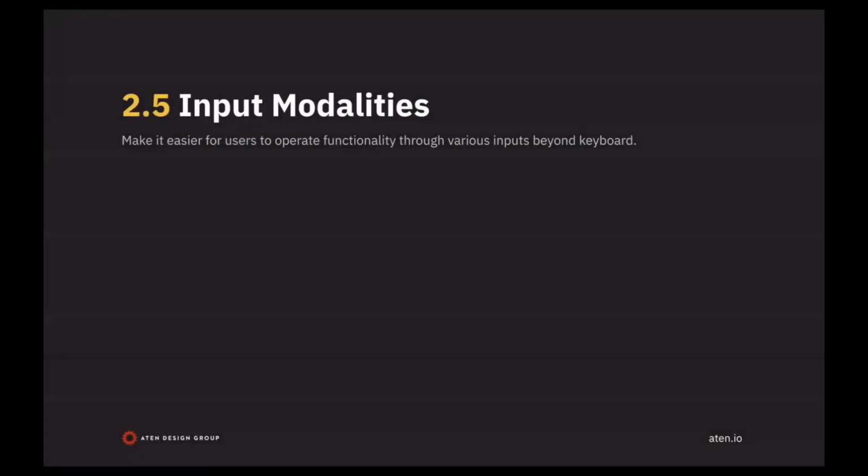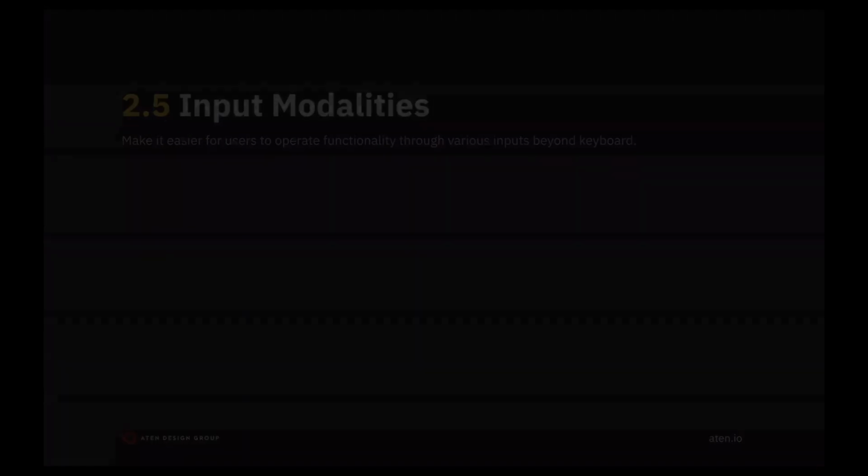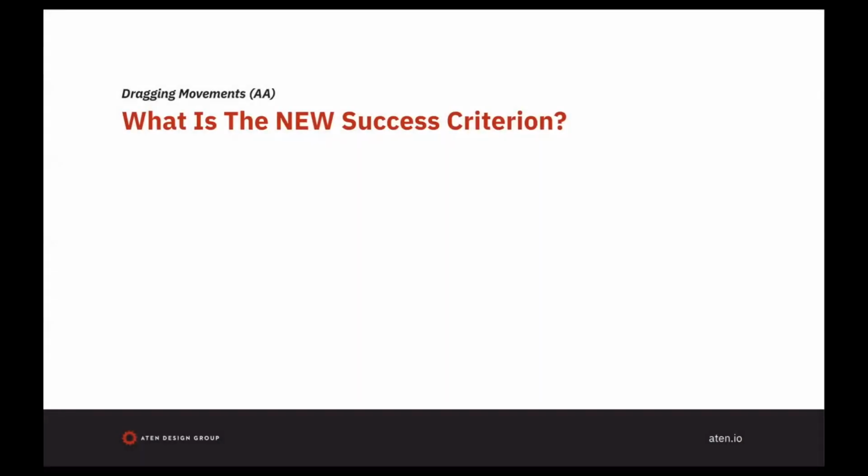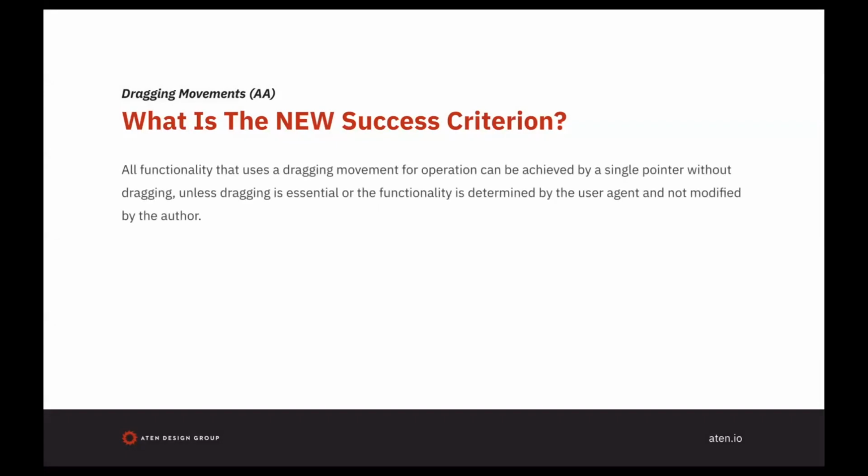And now we're on to a new guideline, input modalities. We have two success criteria that fall under this. So what it's saying is that we want to make it easier for users to operate functionality through various inputs beyond just keyboard. So this big one here is dragging movements, and this is AA. So if you do have any drag and drop, it is going to be something that you need to comply to on your website. So what is this new success criterion?